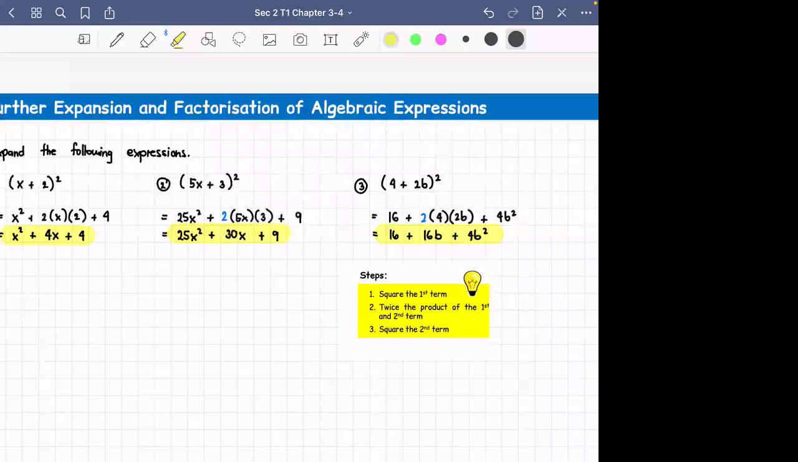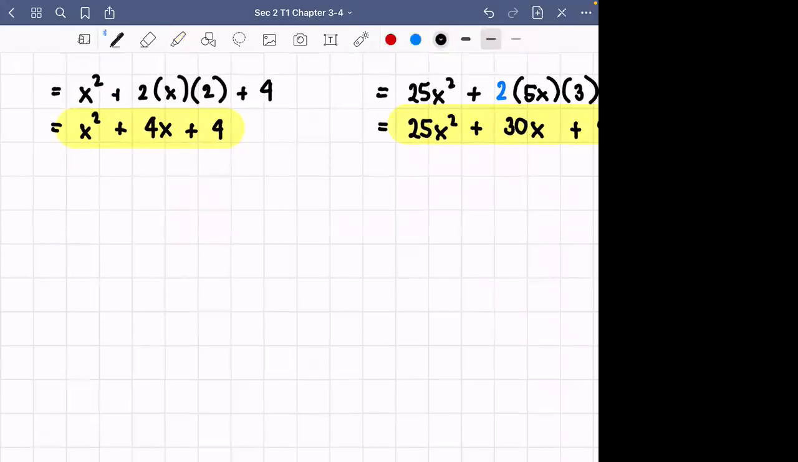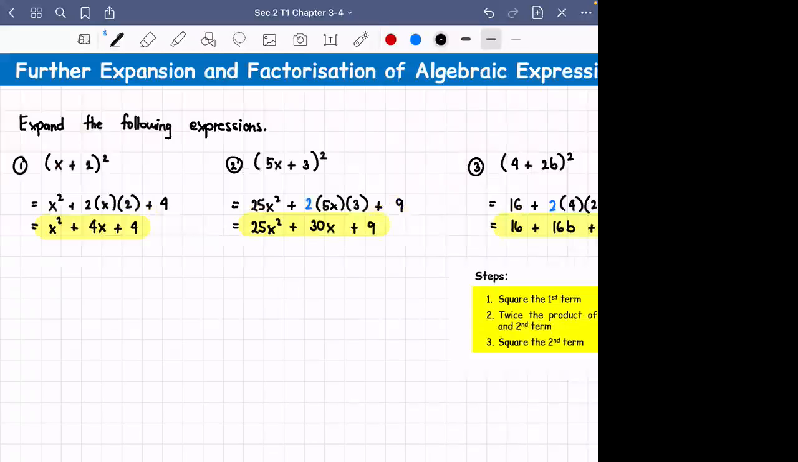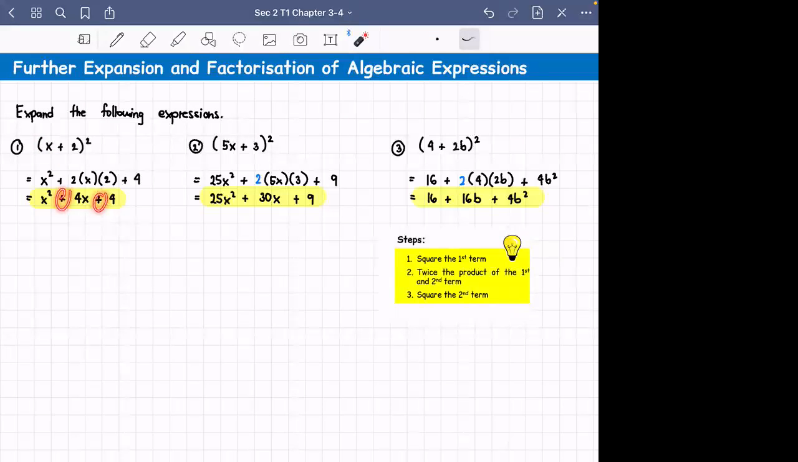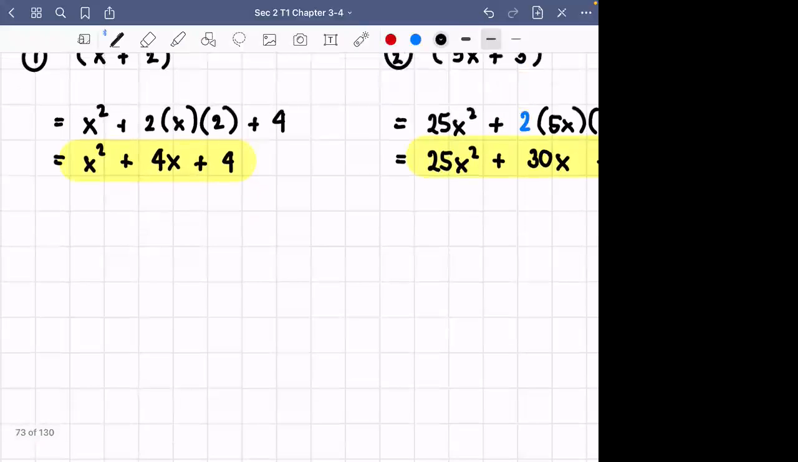So let's have another set of examples. As you notice, class, all of our examples here are always plus, right? It's plus, it's plus, it's plus. That's why the signs in your final answers are always plus, or positive. So what if it's minus? What if it's minus, right?